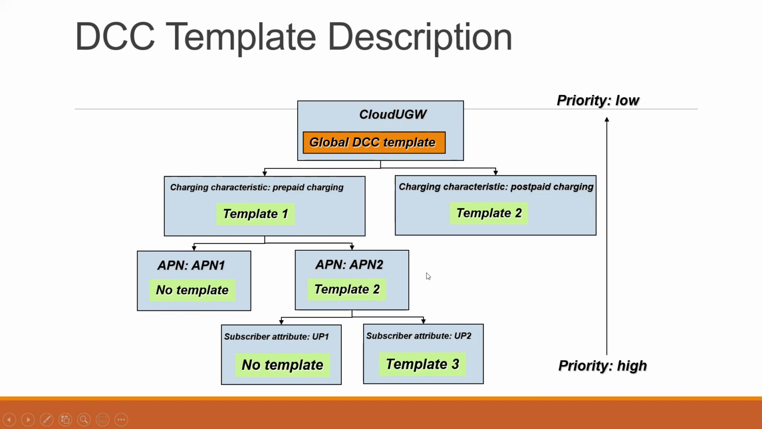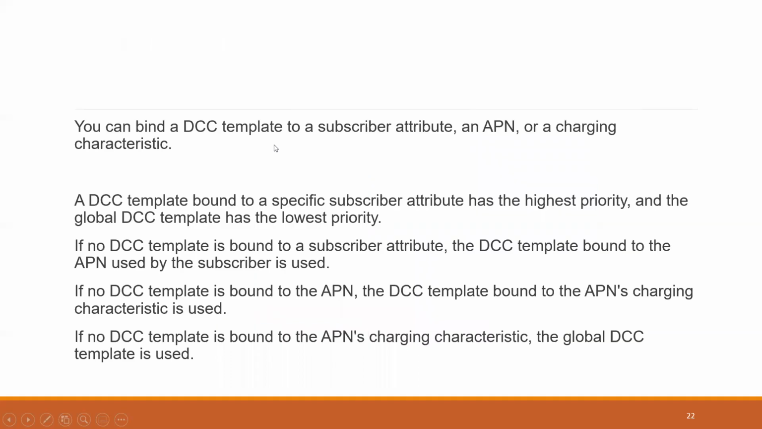It is going to ignore which template was bound to the APN or charging characteristic. Then comes the priority of the APN, then the charging characteristic, and if nothing of the sort has been bound in your flow, then you're going to follow what the global DCC template states. So you can bind a DCC template to a subscriber attribute, an APN, or a charging characteristic. A DCC template bound to a subscriber attribute or user profile has the highest priority, whereas a global DCC template has the lowest priority.